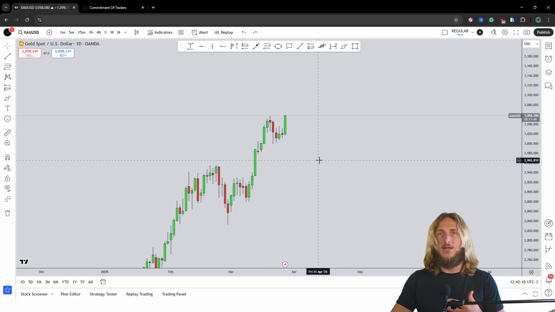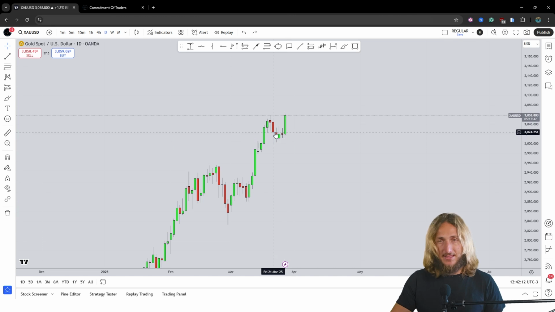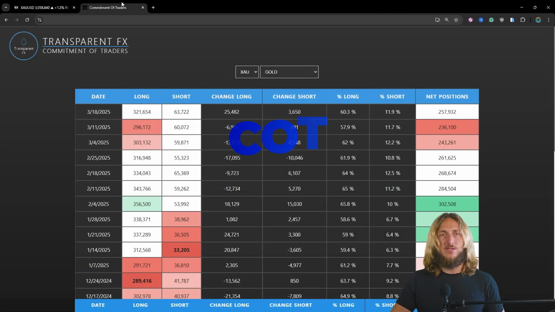Well, before we dig deeper into what we have here from a technical perspective, first, let's go and see what we have when it comes to the commitment of traders, so what the big players in the market are doing.